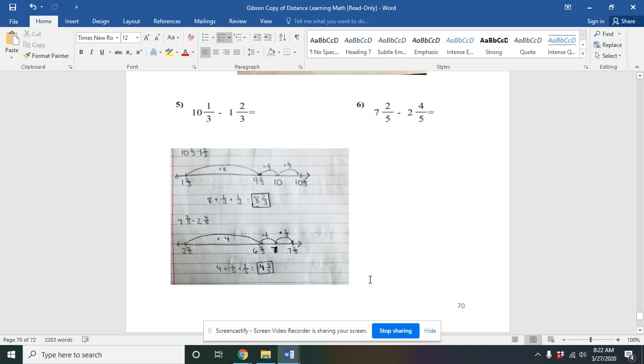Again, pause the video, write down some notes. If you feel like you are confused on this strategy for counting up, star it so we can chat about it with, of course, your teachers.